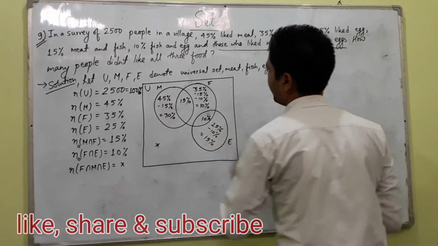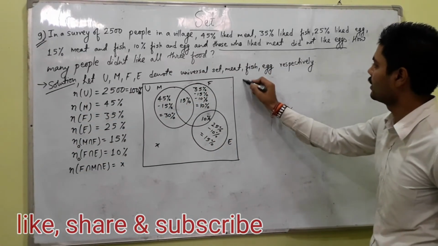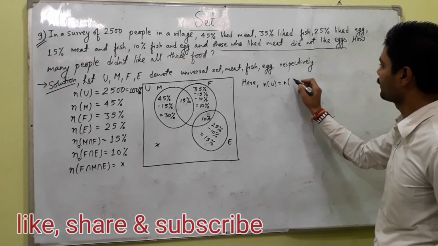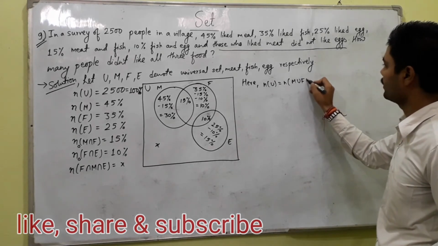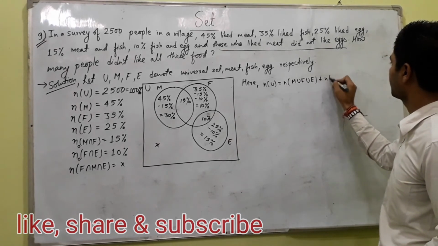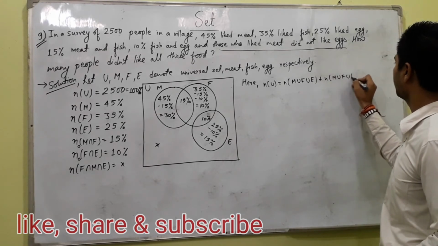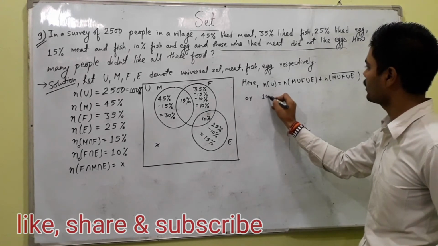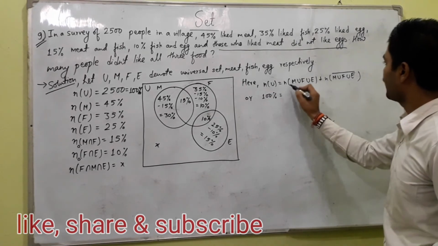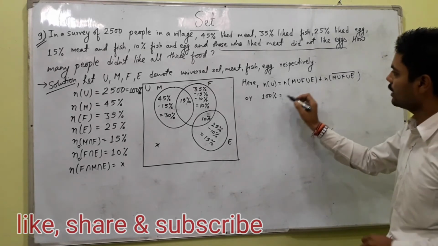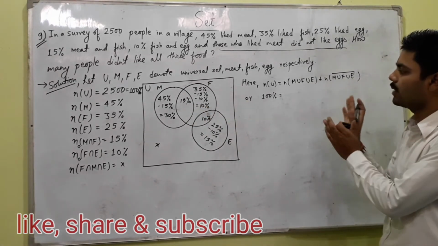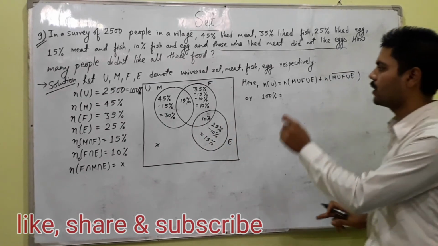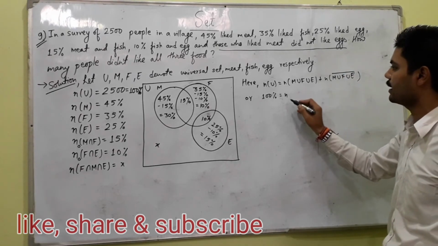Now with the help of this Venn diagram, we can solve the question. Here, n(U) equals n(M union F union E) plus n((M union F union E) complement), where n(U) you can consider as 100%. Now here the formula will be a little bit different. We will be missing two terms in the formula. I will write the formula first, then you will understand.